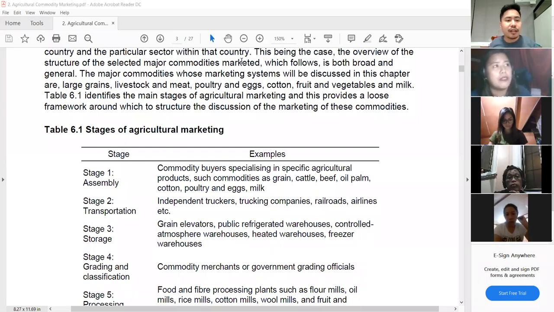Okay, so let's continue. So stage one involves assembly, and examples here are grains.